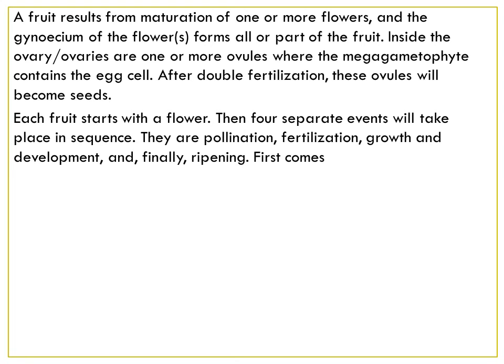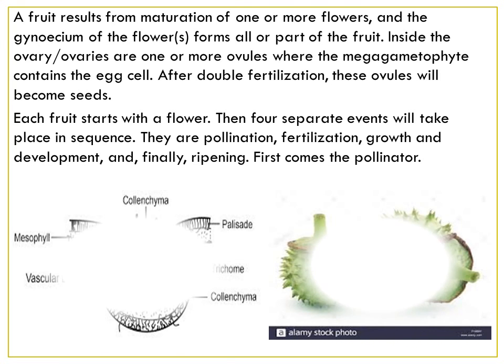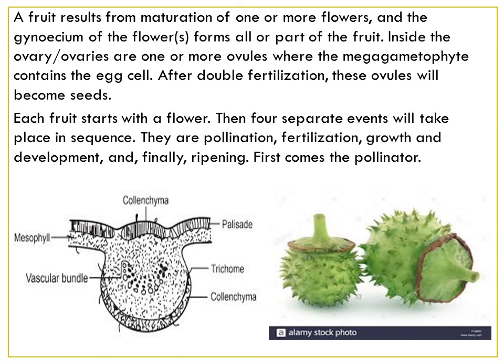Each fruit starts with a flower. Then 4 separate events will take place in a sequence. They are pollination, fertilization, growth and development, and finally the ripening of fruit. First comes the pollination.